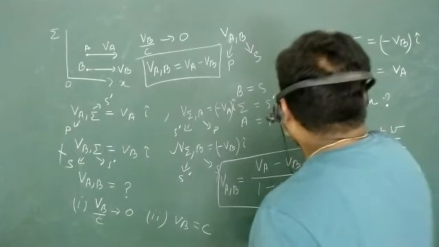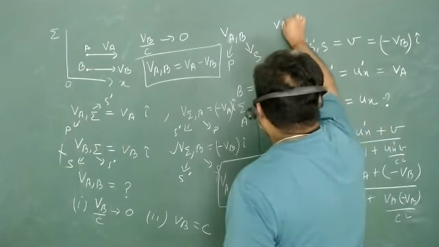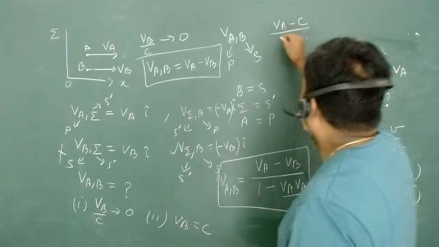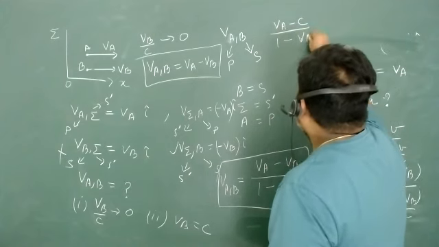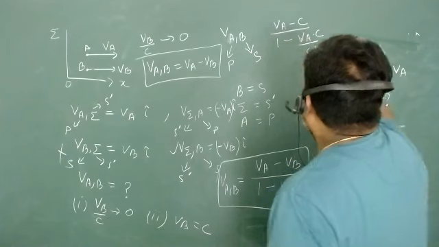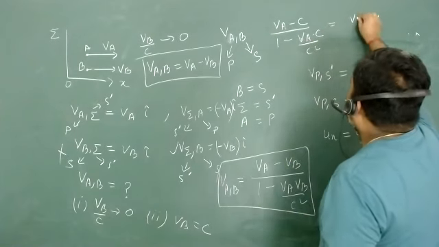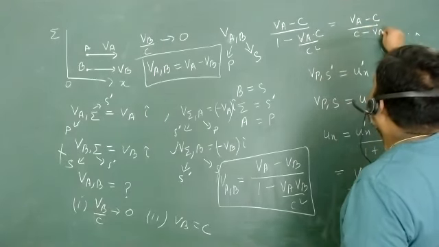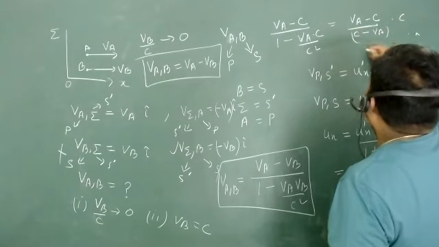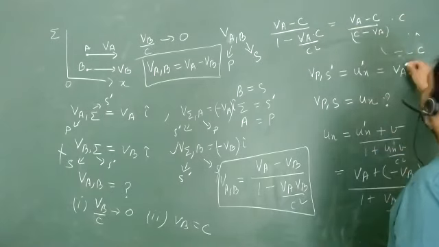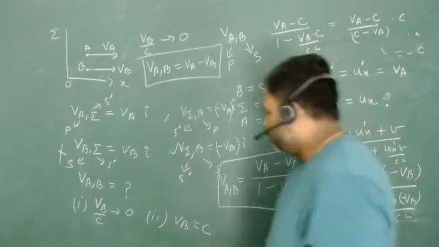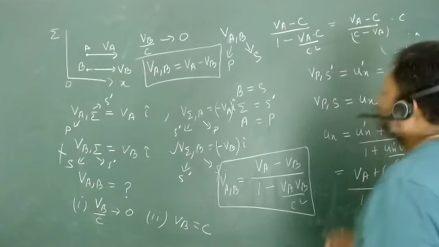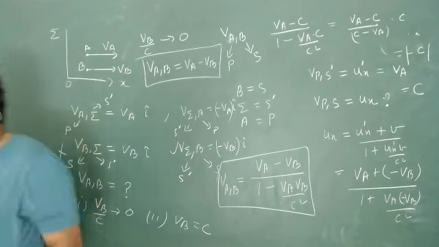We have to put VB is equal to C. So I am putting it here. VA minus C upon, what will we get? 1 minus VA into C upon C square. And this will be VA minus C, and this will be C minus VA into C. So what will you get? You will get something like minus C. But what will be the magnitude of this? Exactly C, isn't it? The minus sign will be just a direction. So your magnitude will be C.